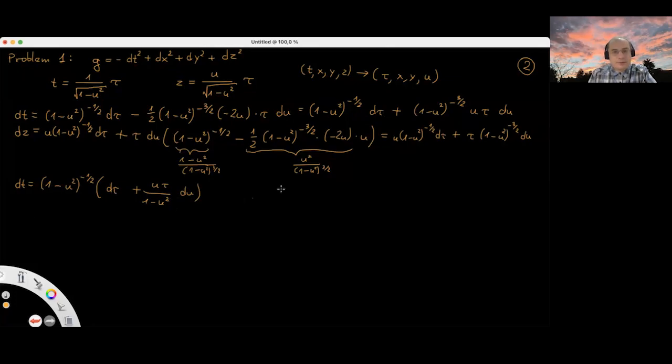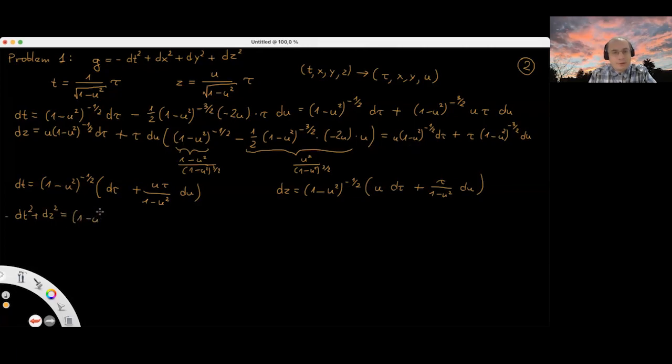And dz is equal to one minus u squared to the power of minus one half. And what you're left with will be u d tau from this one plus tau over one minus u squared du. Okay, in this form, we can calculate minus dt squared plus dz squared.